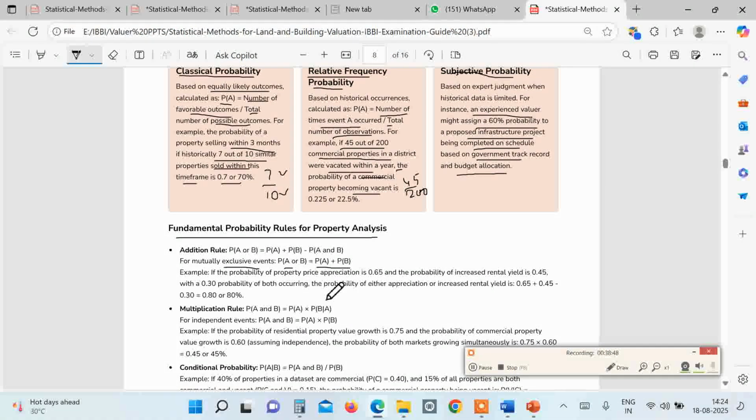To make things understandable, we will take an example. If the probability of property price appreciation is 0.65 and the probability of increased rental yield is 0.45, with a 0.3 probability of both occurring at the same time, then the probability of either appreciation or increased rental yield is 0.65 plus 0.45 minus 0.3, which is 0.8. This is what this rule says.